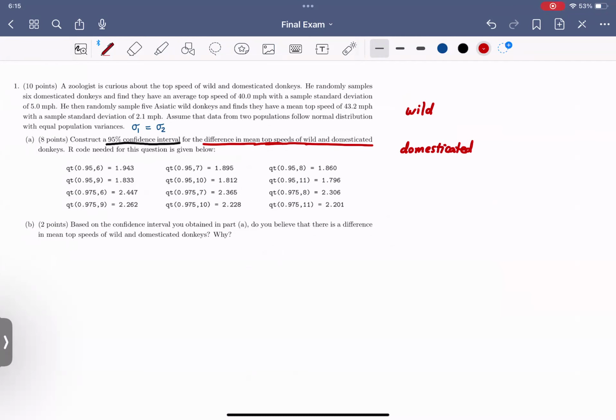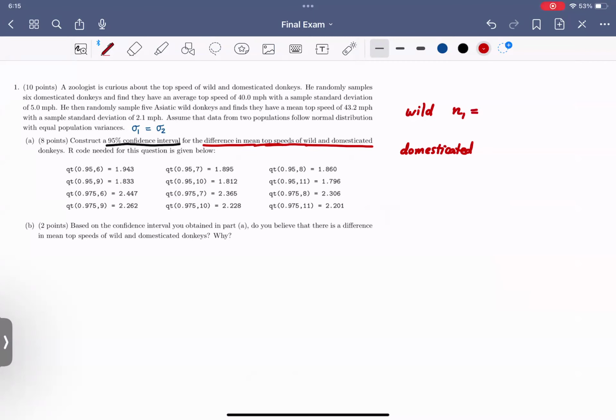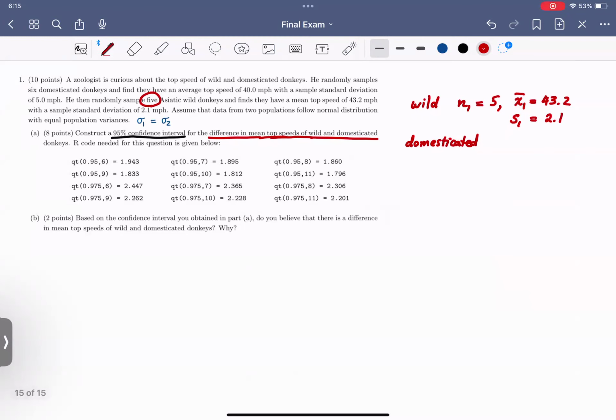domesticated donkeys as group number two. So for the wild donkeys you have N1 equal to 5, right? Because you have 5, and then X bar 1 is going to be 43.2, and S1 is going to be 2.1, the sample standard deviation. All right, so you have everything for group 1. For group 2, you have N2 equal to 6 because you have 6 domesticated donkeys, okay? And then X bar 2 is equal to 40.0, and S2 is gonna be 5.0.